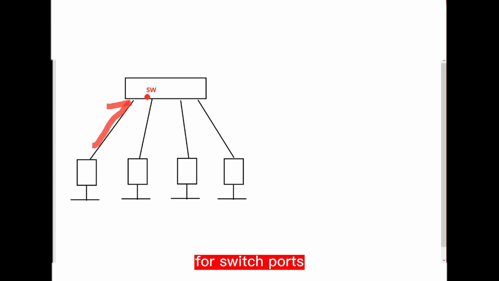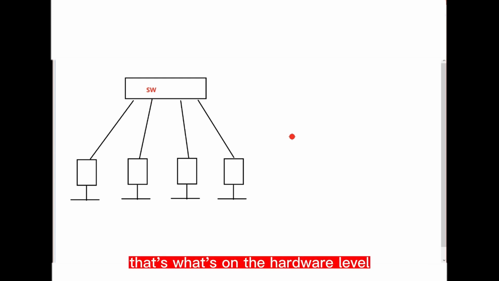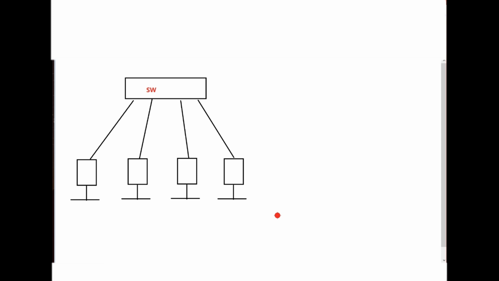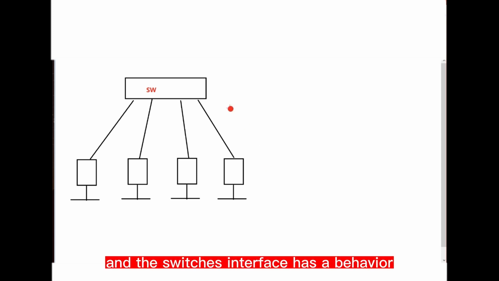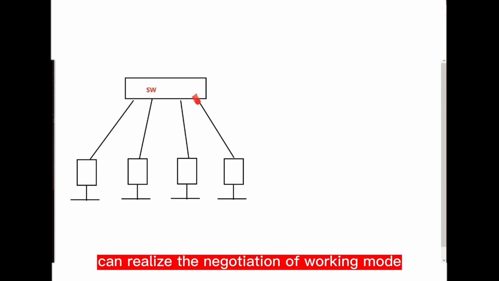For switch ports, you don't need to understand why it is different from the interface of the hub. This is an improvement based on physical hardware. That's what's on the hardware level. We only need to know its logical concept. And the switch's interface has a behavior: self-negotiation behavior. Its interface can realize the negotiation of working mode.